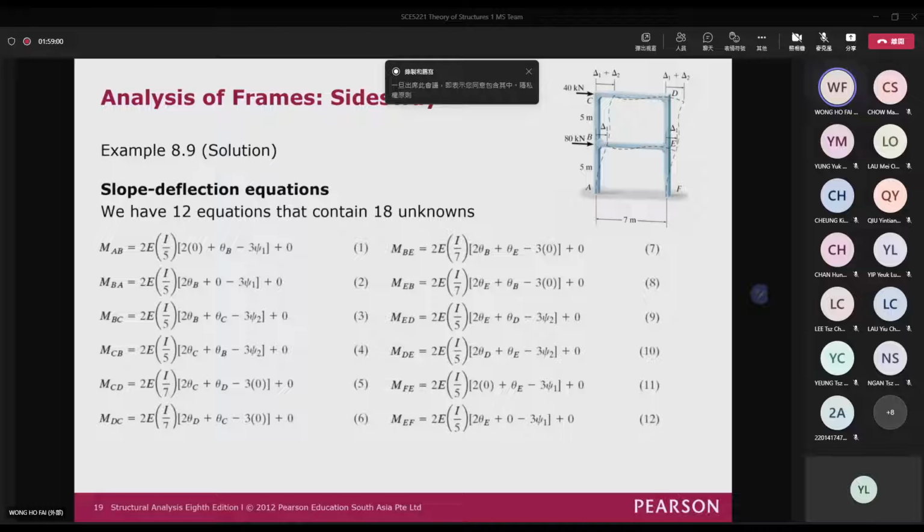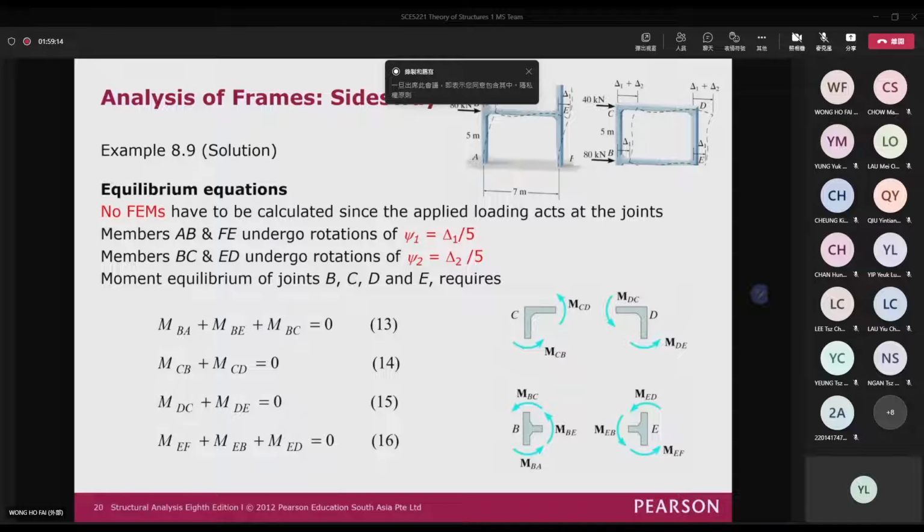So we have 4 equations, but we have 2 left. We need 2 more. Then again, we can consider the equilibrium equations and then have 2 additional equations. So first of all, of course, we will have 4 equilibrium equations at the joints. So you can see that we can have MBA plus MBE plus MBC is equal to 0, MCB plus MCD equal to 0, MDC plus MDE equal to 0, and then MEF, MEB, and MED, when they act together, again equal to 0. Okay?